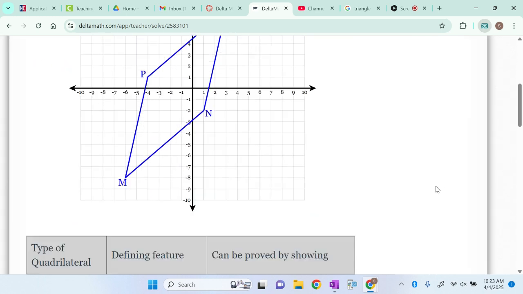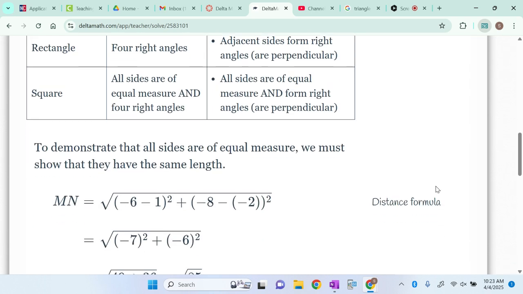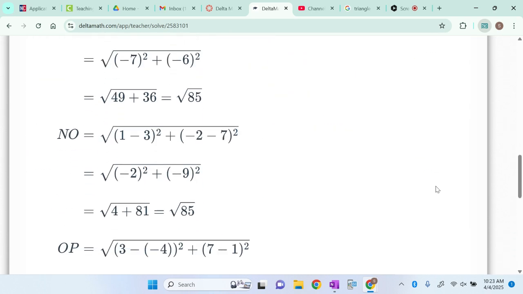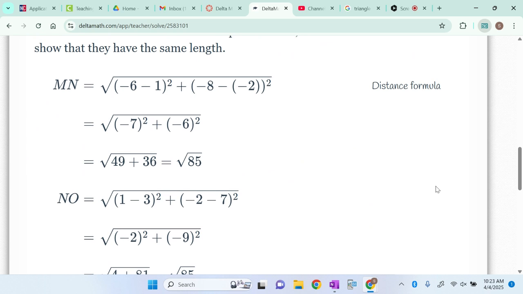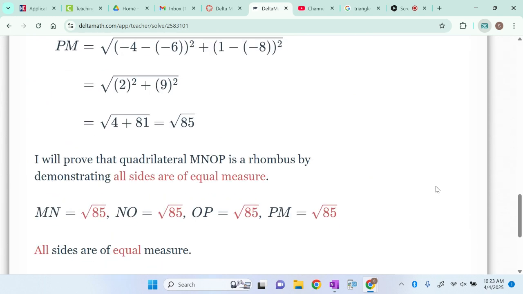And again, they use distance formula, but as you can see, distance formula is a pain in the butt. Pythagorean theorem is so much easier. All right. You can do it both ways, but this is easier.